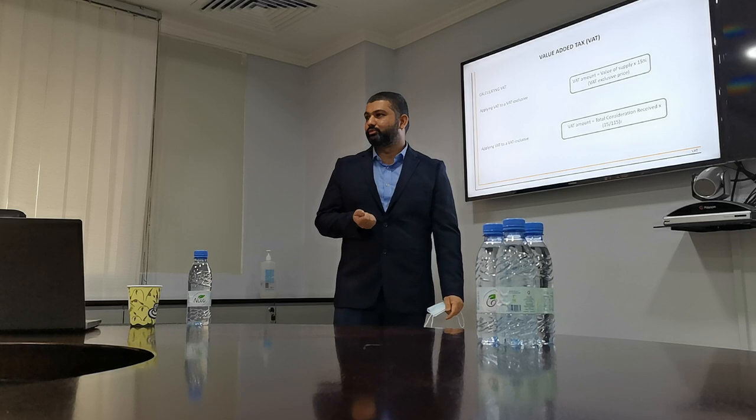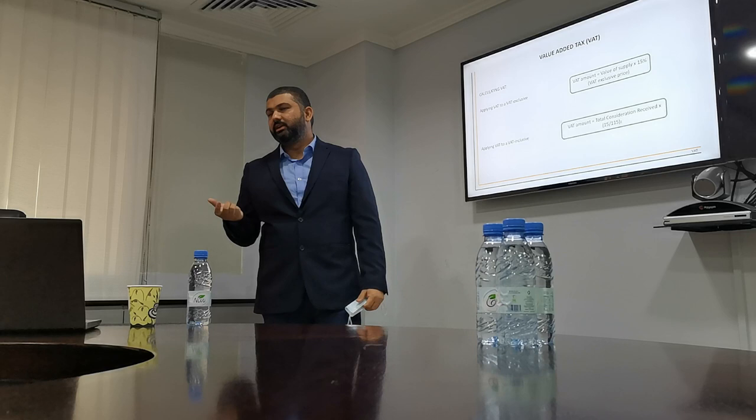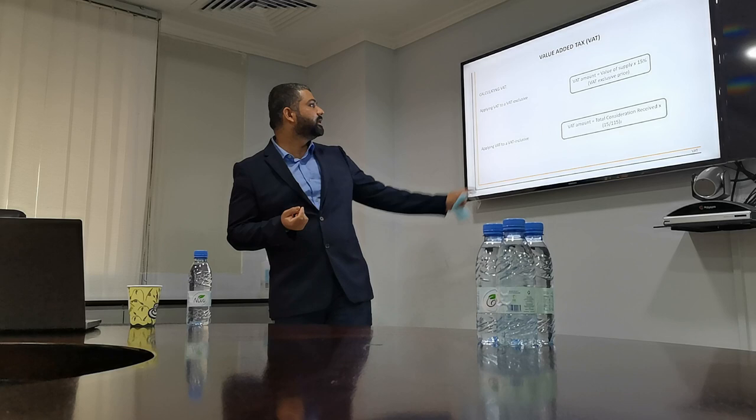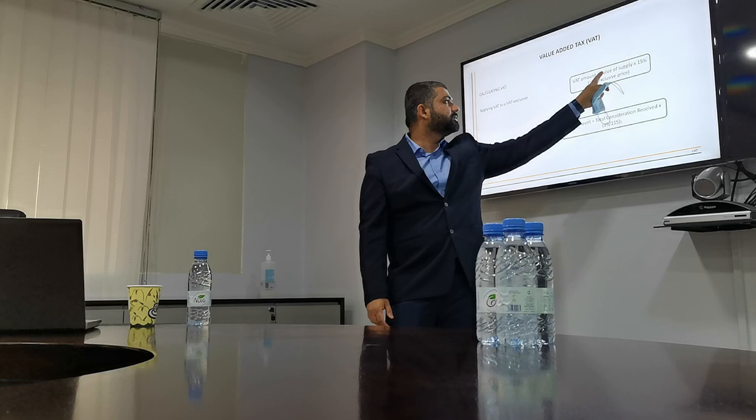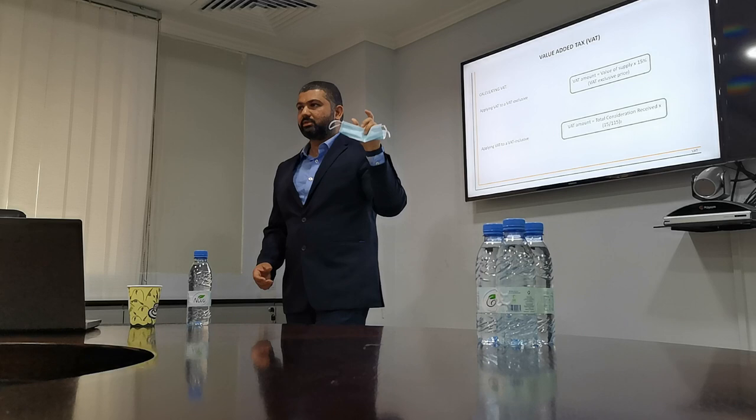For example, I have to pay 1,000 riyal, and I ask the other guy, is it inclusive of VAT or exclusive of VAT? He says exclusive. It means I have to pay 1,000 plus an additional 15% VAT. So what is the formula? The VAT value is the value of supply multiplied by the VAT percentage. The VAT amount will come and be clubbed with the original amount.